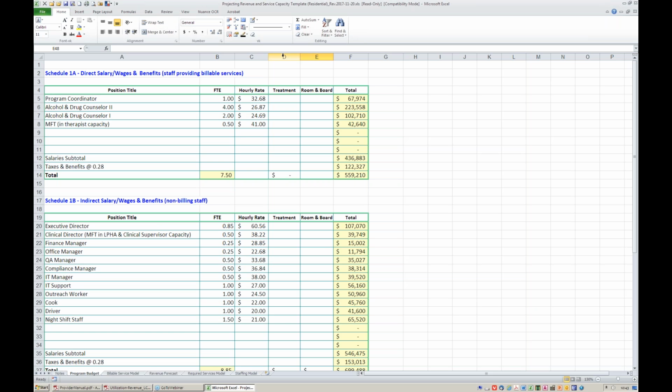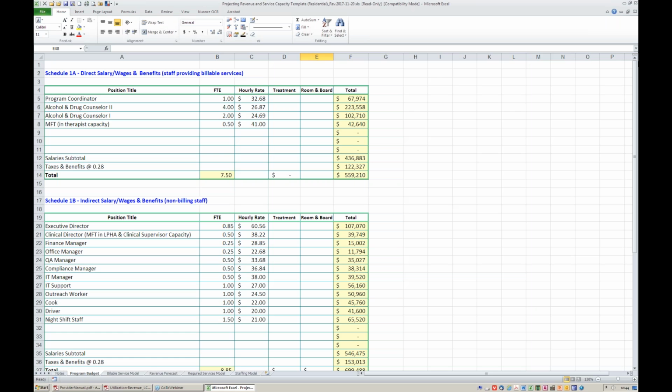One of the things that sometimes people ask me is, what does FTE stand for? And that's a full-time equivalent. So you'll notice, for instance, that on line 6, Alcohol and Drug Counselor 2, Victor has allotted that there's 4 people working in the organization who have that title for a total of 4 full-time equivalents. It could be 4 people, it could even be 6 people, but it adds up to 4 full-time staff persons, and he's got the hourly rate here.